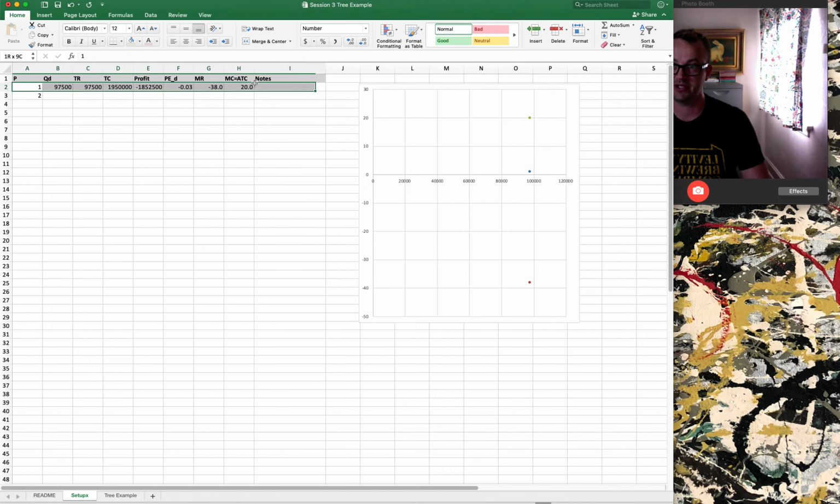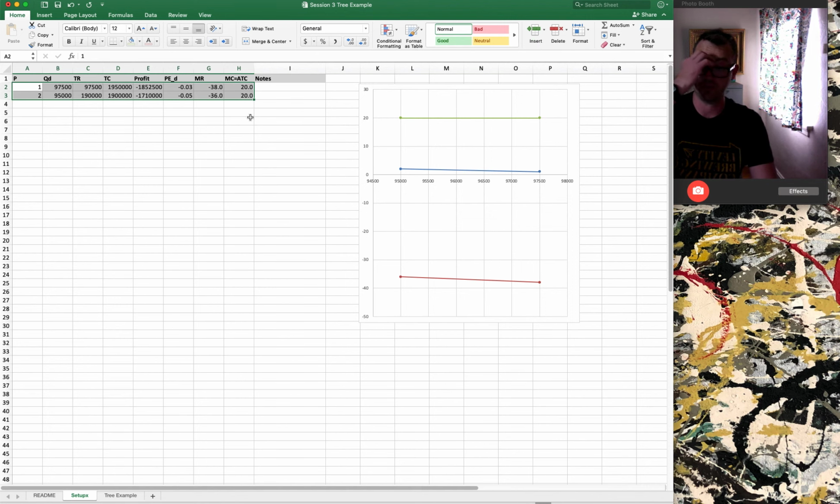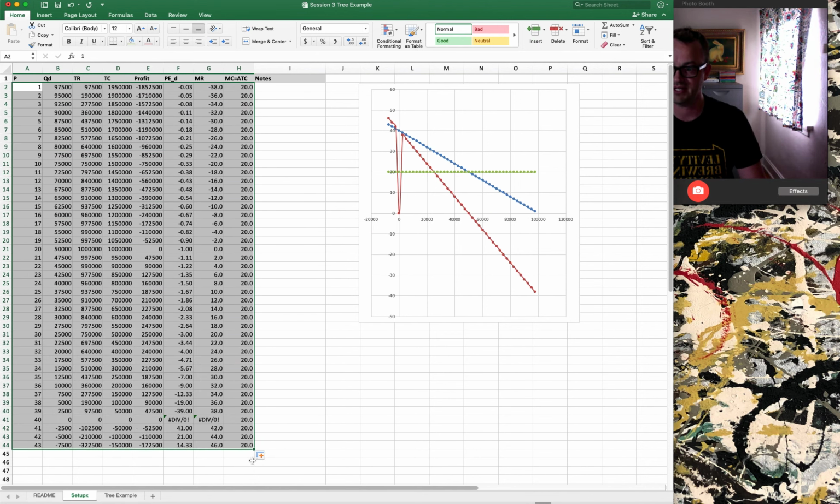All right, what I'm going to do is scale this up. So I'm going to go from 1 to 2. That's going to change my quantities, revenues, costs, profit, elasticities. The only thing I want to keep constant here is 20, because 20 is not changing. 20 is the cost per tree. So I'm going to scale this up and populate this thing and see what's going on.